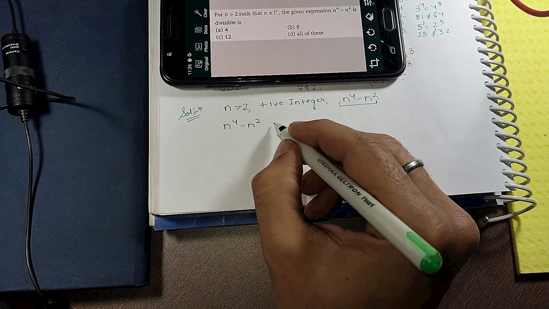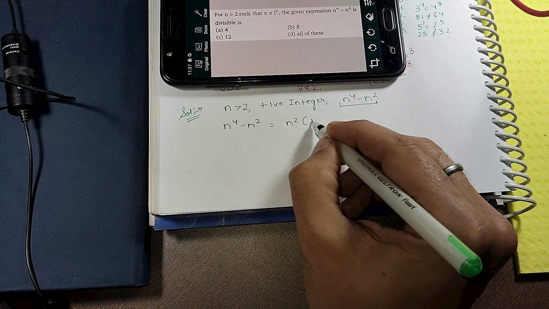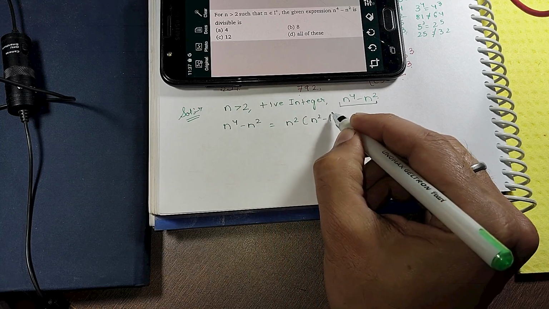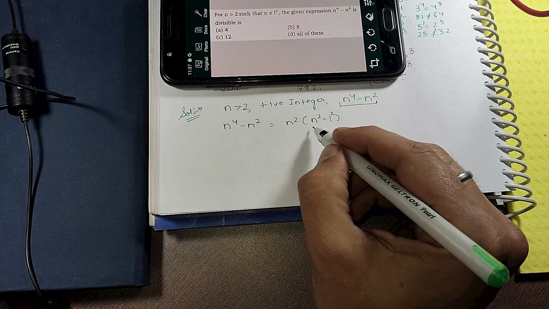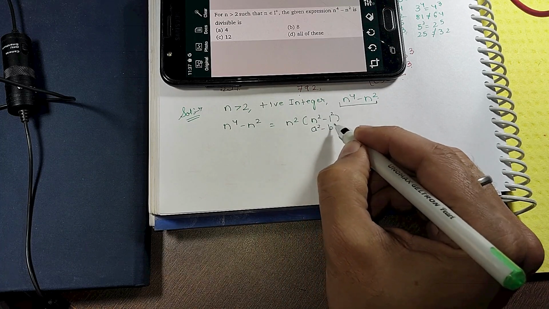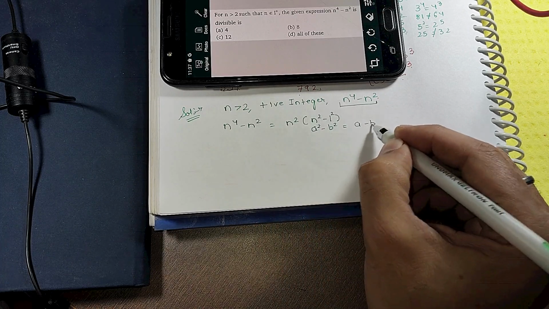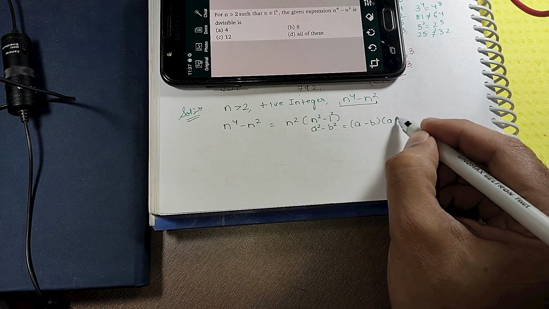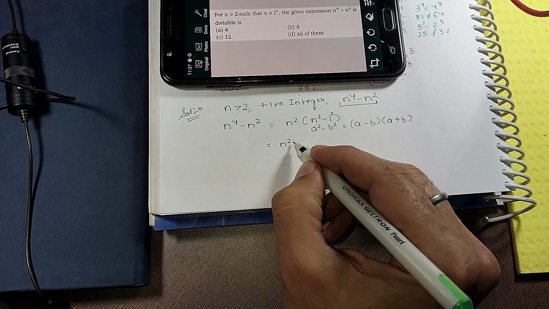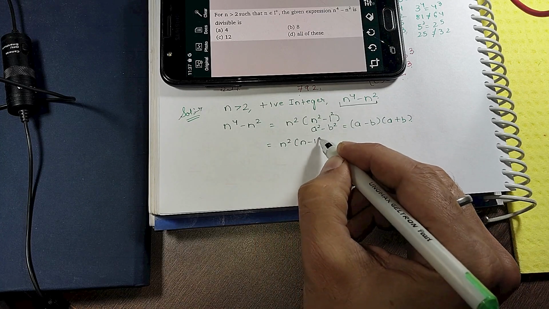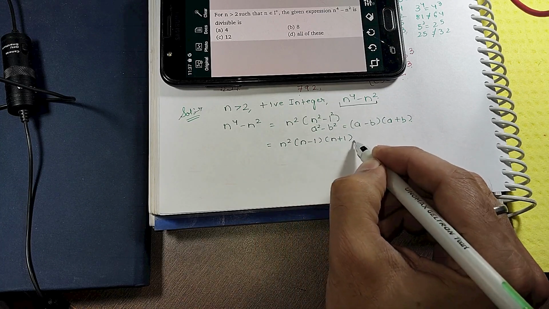Now if I take n square common, I am left with n square minus 1. Now this becomes a square minus b square, which is basically equal to a minus b multiplied by a plus b. So I can write this is equal to n square into n minus 1 into n plus 1.